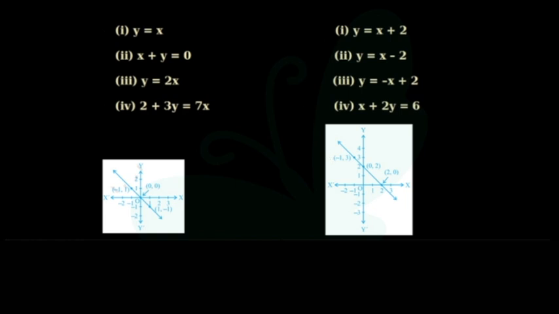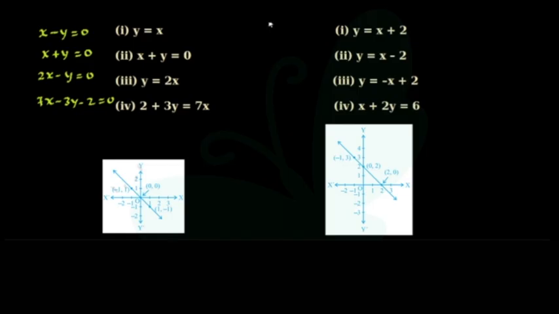Before solving this, I would highly recommend you to write down the equations in the standard form. So I'm writing down the standard forms here. This one here would be written as x minus y equals 0. The second one is already in the standard form, as you're looking at. The third one can be written down as 2x minus y equals 0. And the fourth one can be written down as 7x minus 3y minus 2 equals 0.